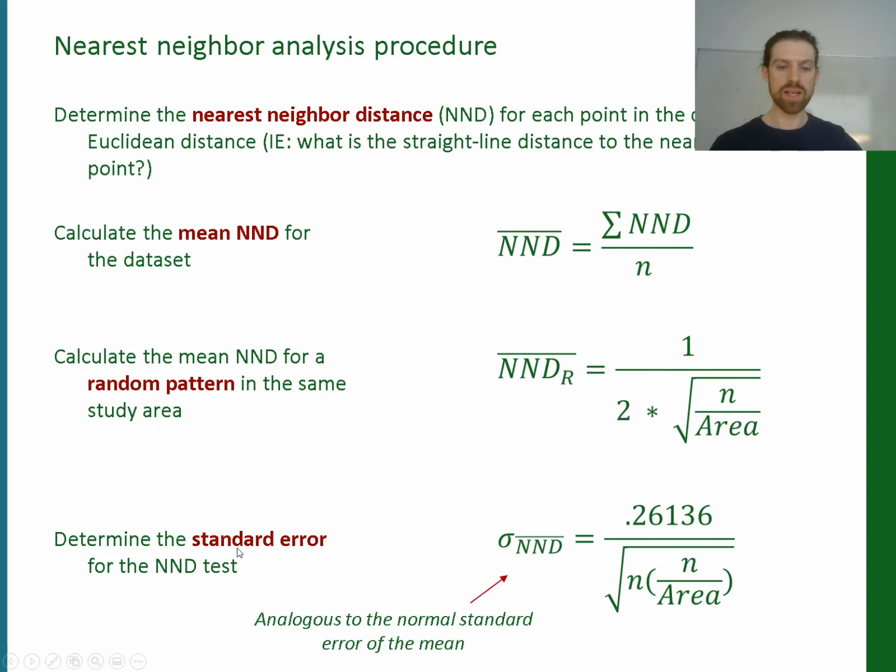And then we can get the standard error down here for the nearest neighbour distance test. So we have to basically use this numerator of 0.26136, and then we just need to get the denominator here, which is the square root of the number of samples multiplied by the number of samples over the area. Okay, so this should be relatively analogous to the normal standard error of the mean that we've covered in those previous tests. Okay, so I don't think that anything here is too complicated for you, because we've already covered some pretty nasty equations in some of the other cases, so this should be relatively straightforward for you to comprehend and understand, I hope.